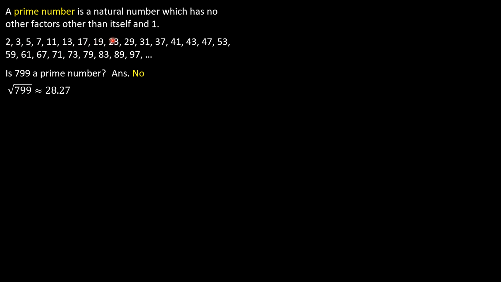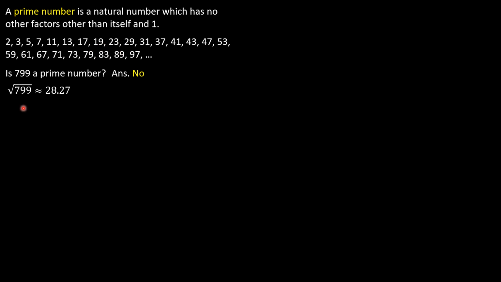Of course, common sense, we have to bypass 2 and 5, because 799 is an odd number, so it is not divisible by 2. So we have to bypass that. And the other one is if it is divisible by 5, it ends in 0 or 5, so 799 is not divisible by 5. Therefore, we only divide 799 by 3, 7, 11, 13, 17, 19, or 23.